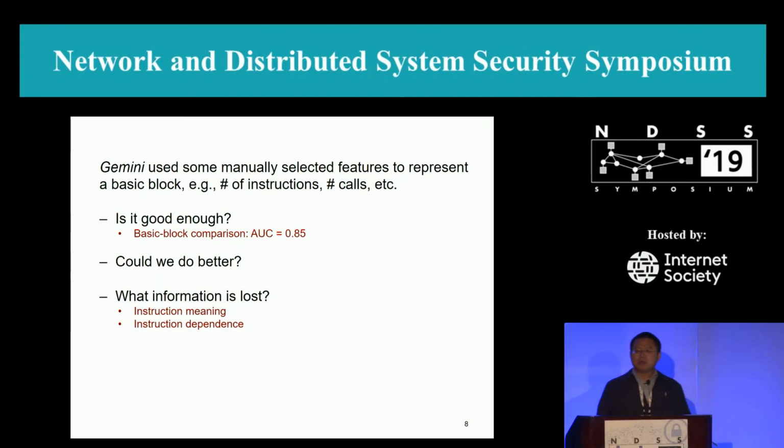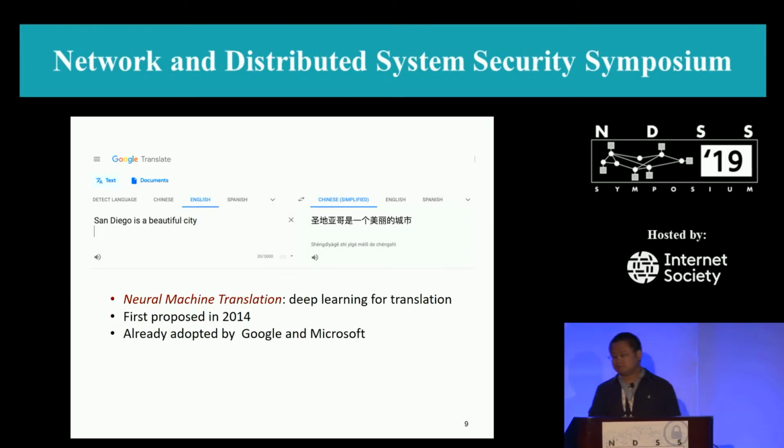But how? We first examine what kind of information has been lost during this feature extraction. First, instruction meaning. Second, instruction dependency, which you can roughly understand as the order of these instructions. These two types of critical information are totally lost during feature extraction. So we want to come up with an approach that can recover this critical information. How? Starting in 2016, we looked at neural machine translation.